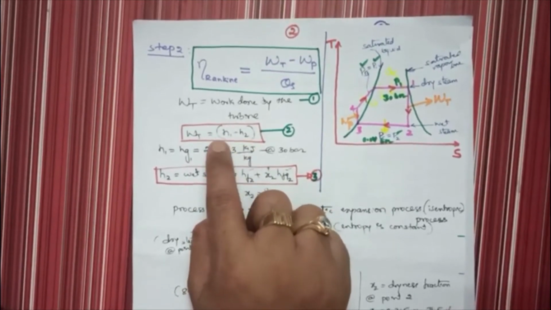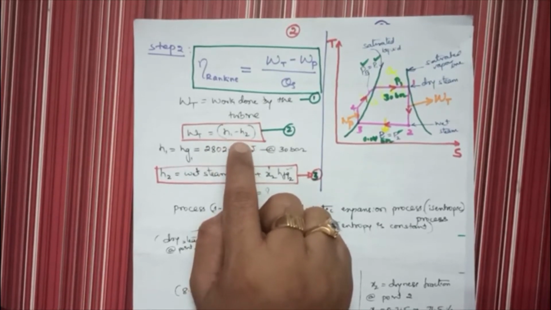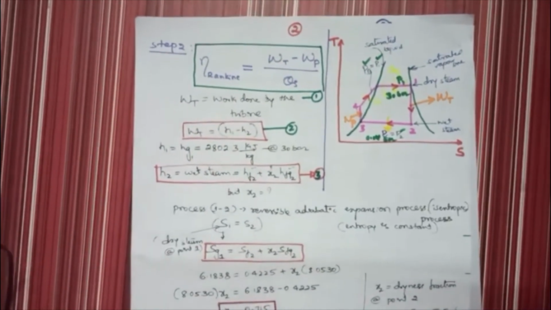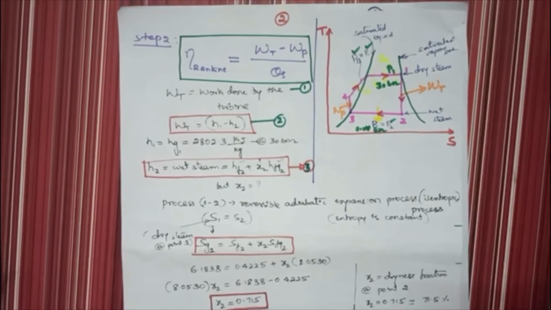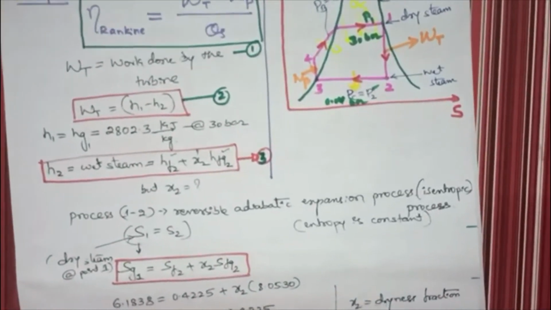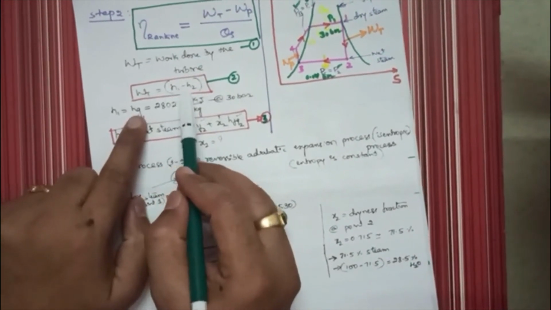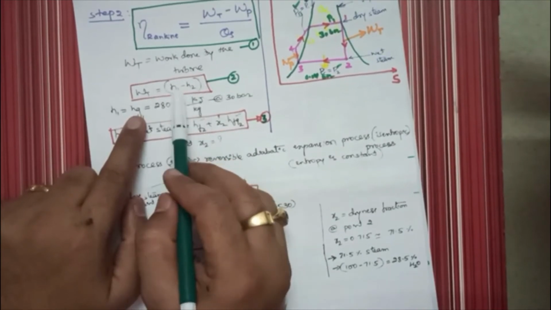Actually the formula is M into H1 minus H2. But I will not take M here because M is equal to 1 kg, since the value of M is not given in the data. He has not given it. So assume that M is equal to 1 kg. So Wt is equal to H1 minus H2. You have written the formula.